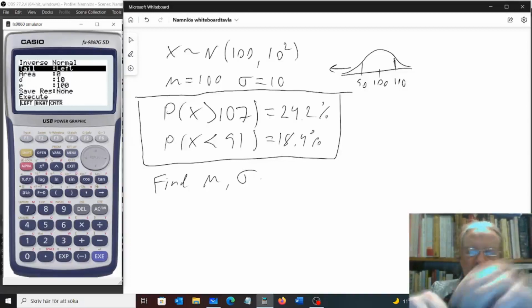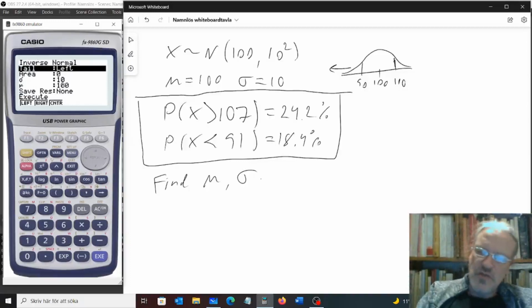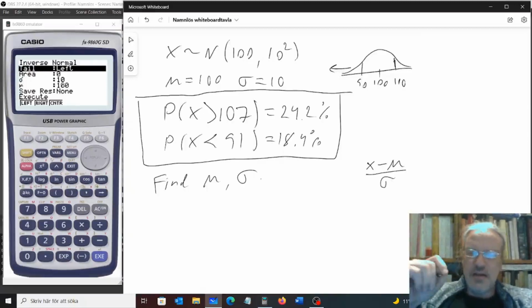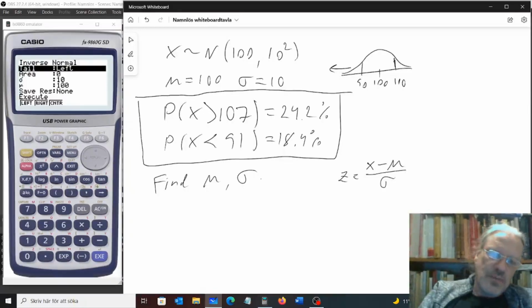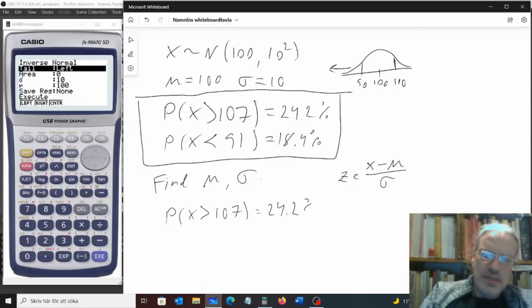And now comes the standard normal distribution. As we saw in the last video, we can turn an ordinary normal distribution into a standard normal distribution by taking our x values minus our average and dividing by the standard deviation. We usually write that as z. So this first thing here, the probability that x is larger than 107 equals 24.2%, should be turned into something with z instead.